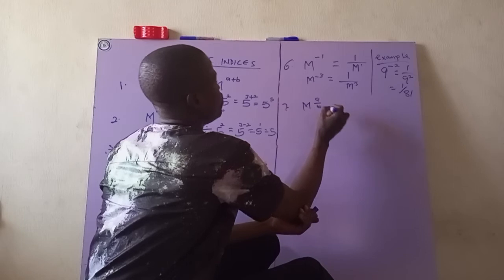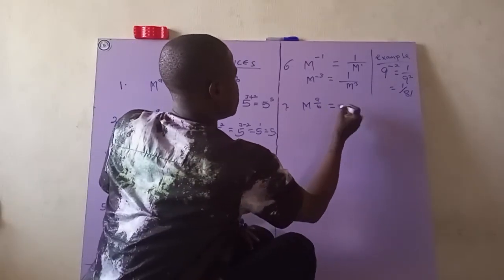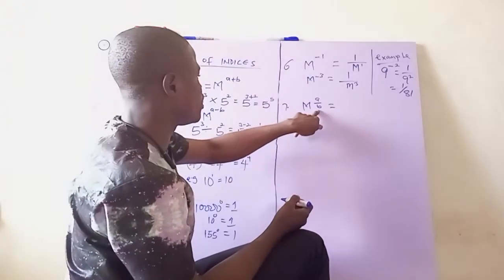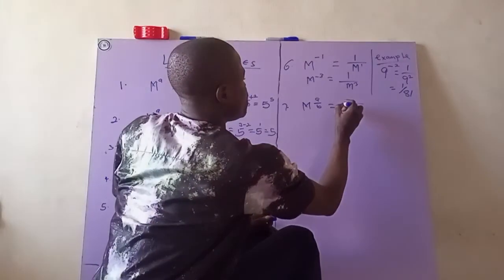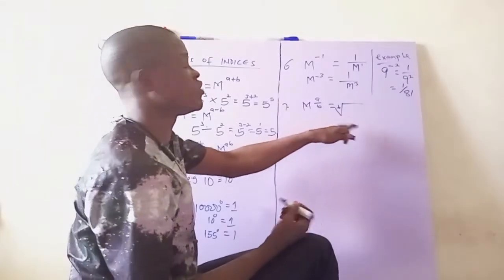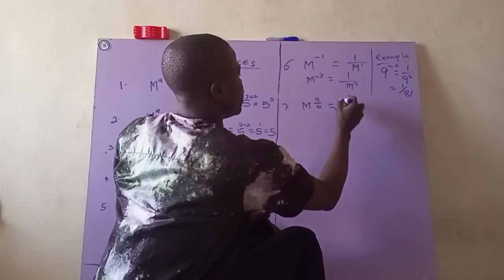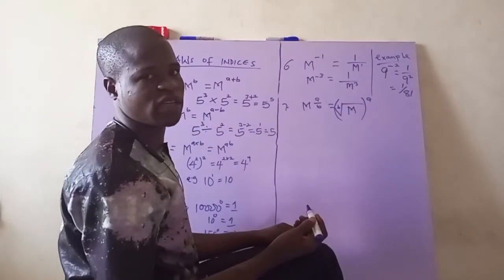So another one: if I have m raised power a divided by b, this simply means whatever you have as your denominator will be the root. Let's say I have b here. If it is 2, it will be square root. If it is 3, it will be cube root. So the root of your m, then everything raised by your a. Let me give you an example of this.